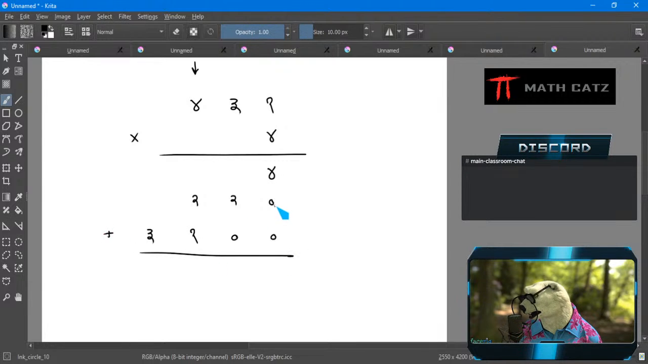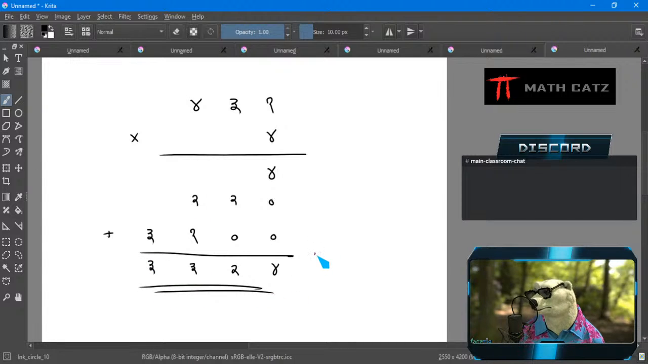Now I'm ready to add. I'm done with that column. 4 for the ones column. 2 for the next column. 3 for the next column. 3 for the last column. Method does not change.